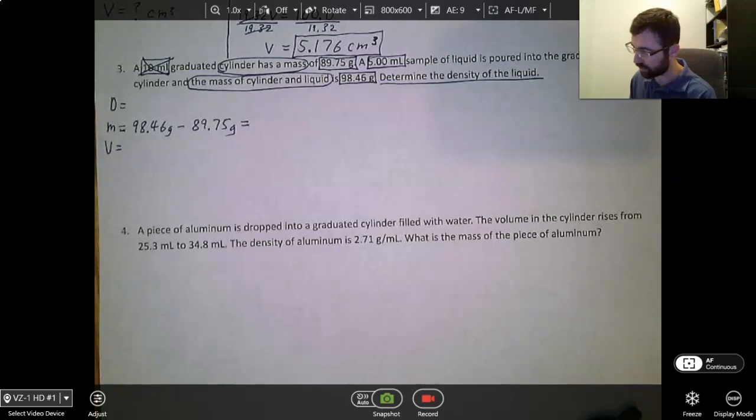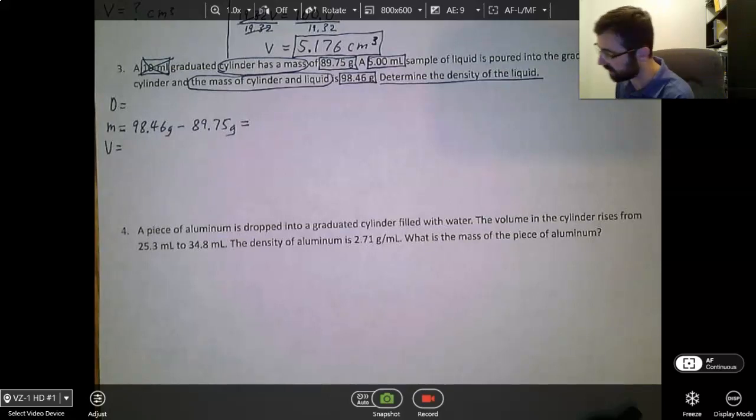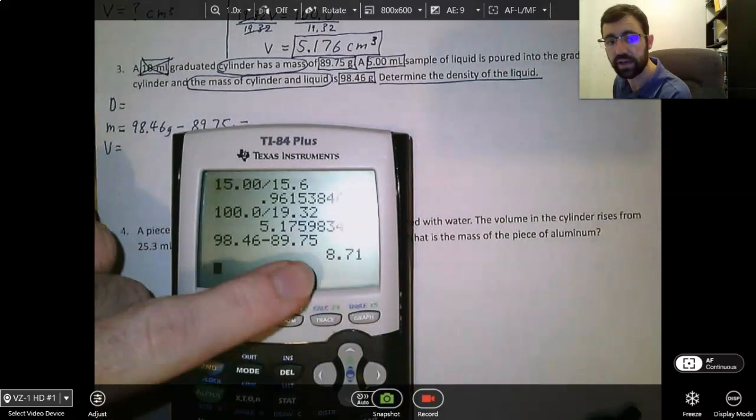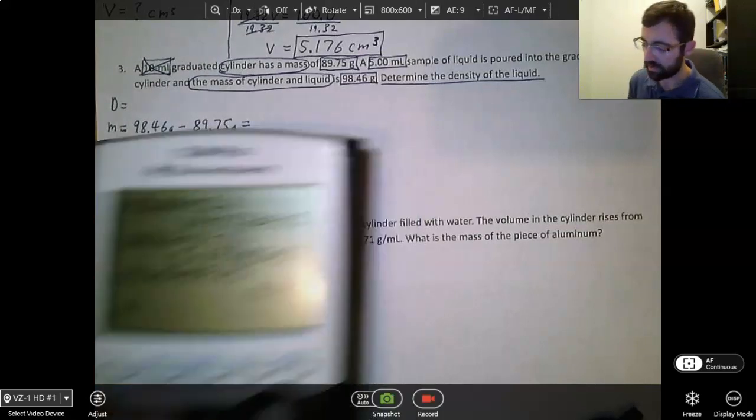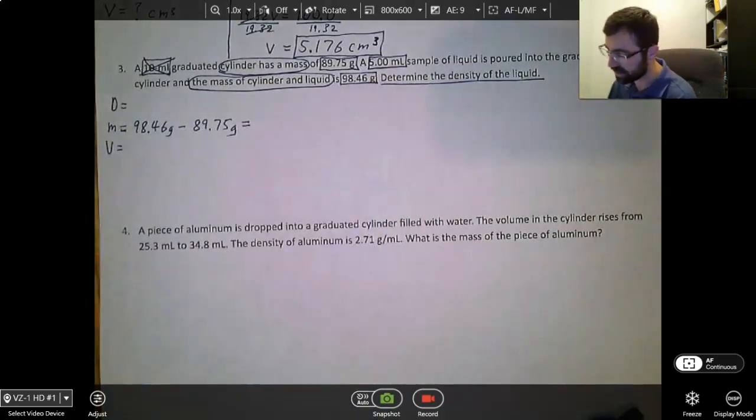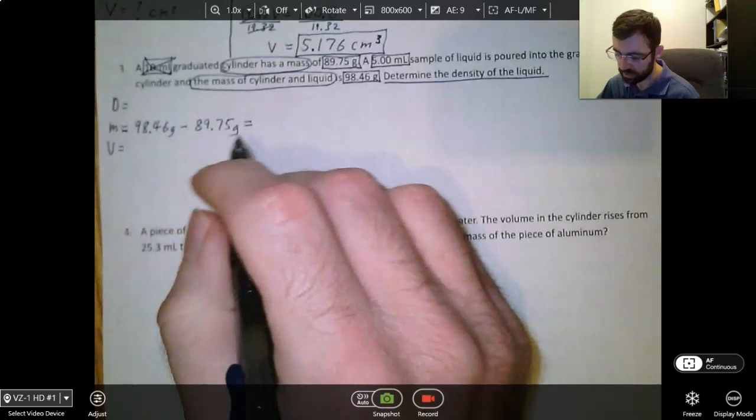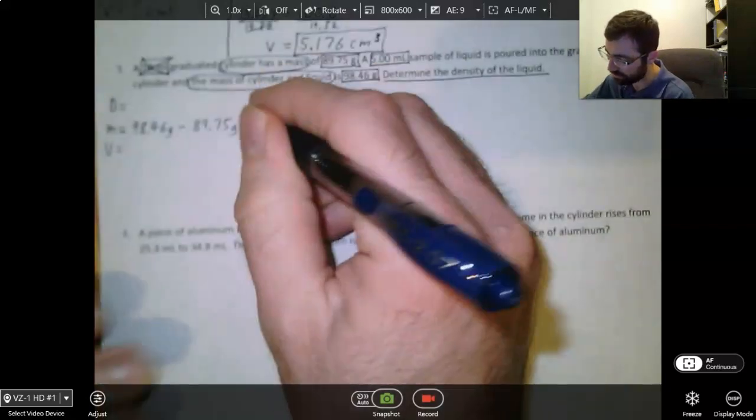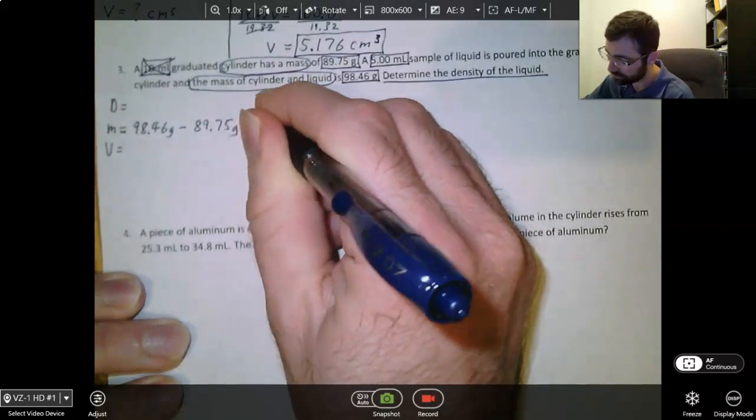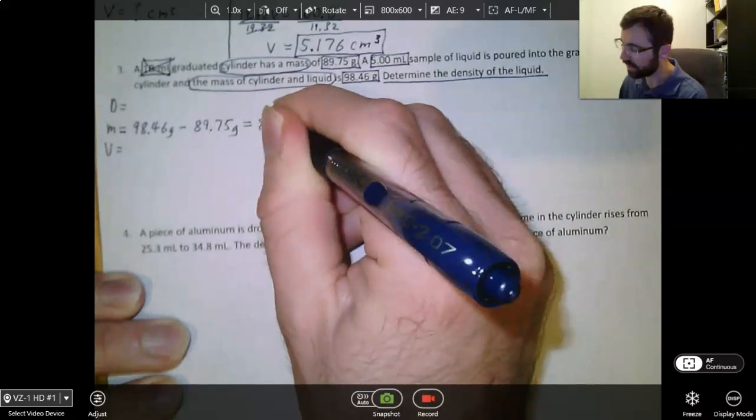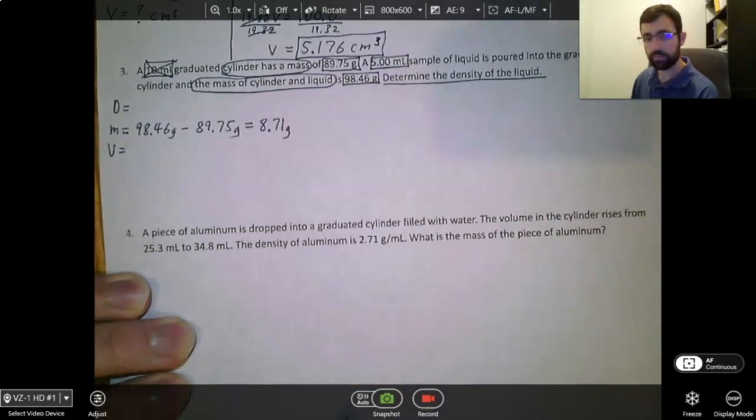So 98.46 minus 89.75 is going to give us 8.71, rounding to the least number of decimal places, which is 2 decimals. 8.71 grams. So that gets me mass.